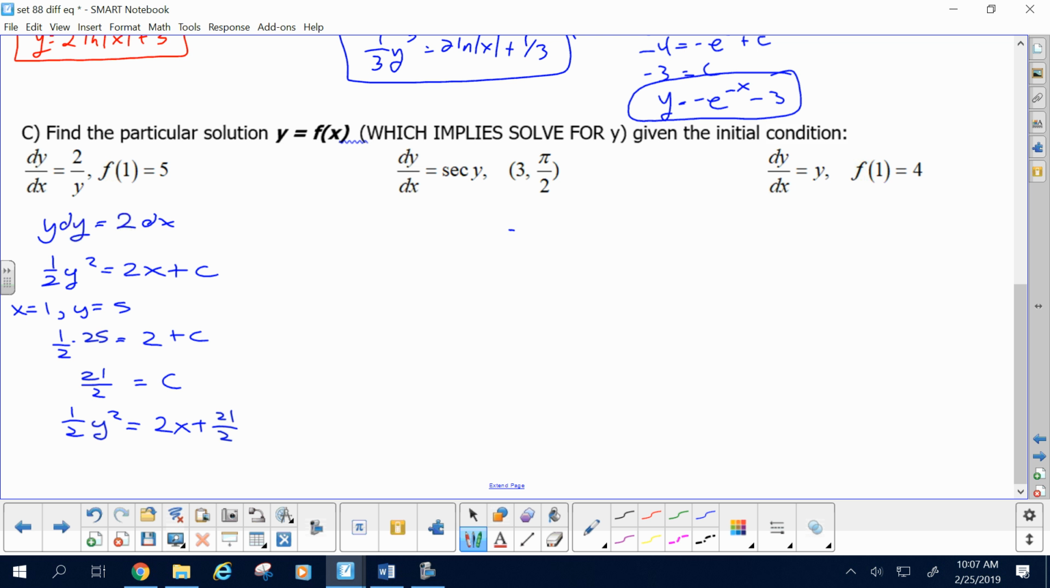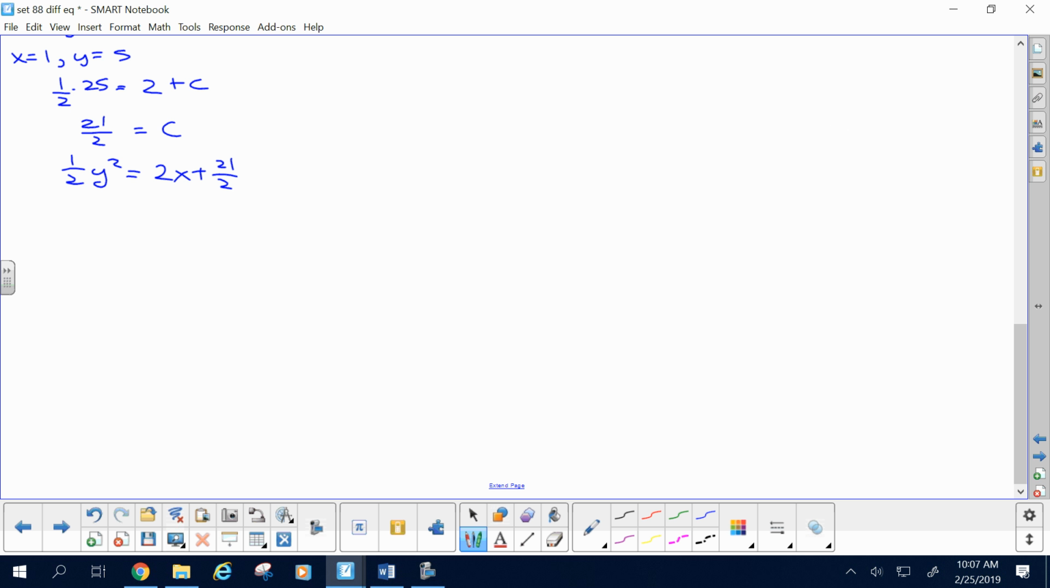Hey, did you, after separating and integrating, get something like 1/2 y squared equals 2x plus 21/2? Okay? Now, you can see that this has that final step. You're supposed to solve for y. So what would I do next to solve for y? After I put my c in, I need to solve. What do I do? Multiply by 2. So I get 4x plus 21.